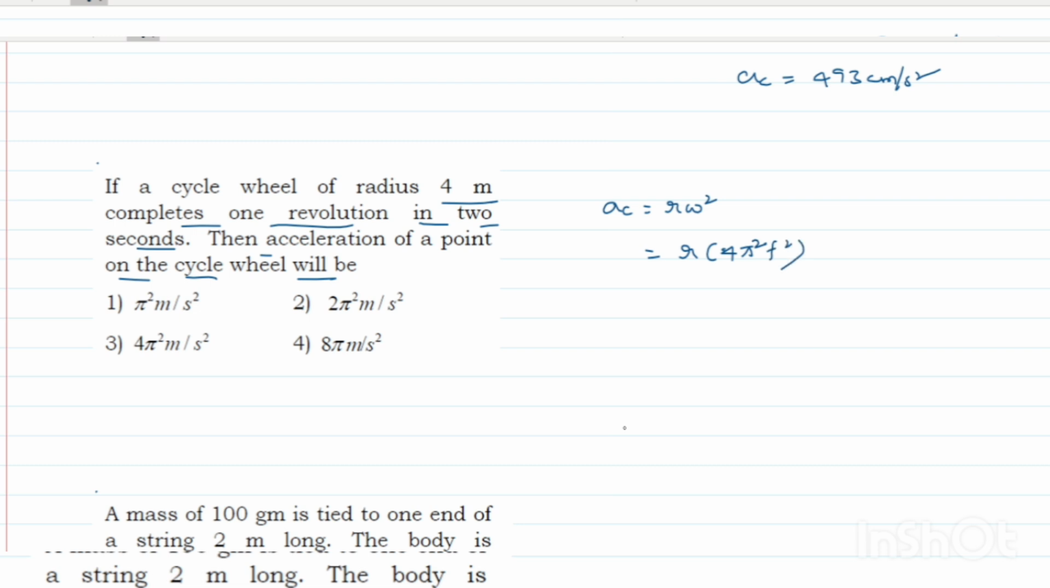Here the frequency is given as 1 revolution in 2 seconds, that is 1 by 2 Hz. Now I just substitute this value. Radius is 4 meter into 4 pi square into f square, that is 1 by 2 whole square. 1 by 2 whole square means 1 by 4, and the 4 gets cancelled. So we get 4 pi square meter per second square.